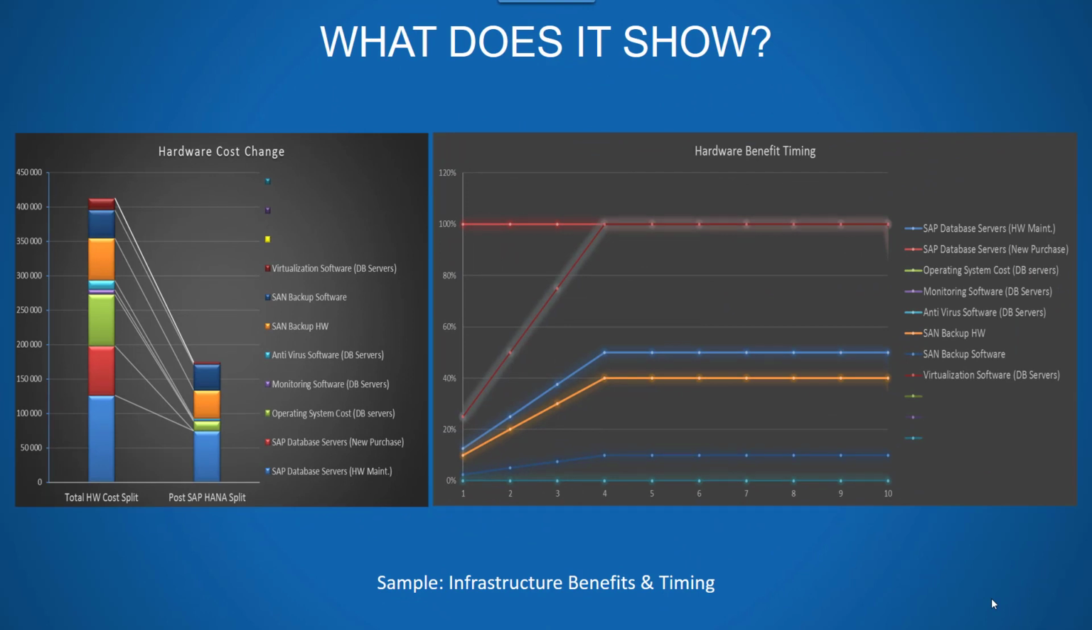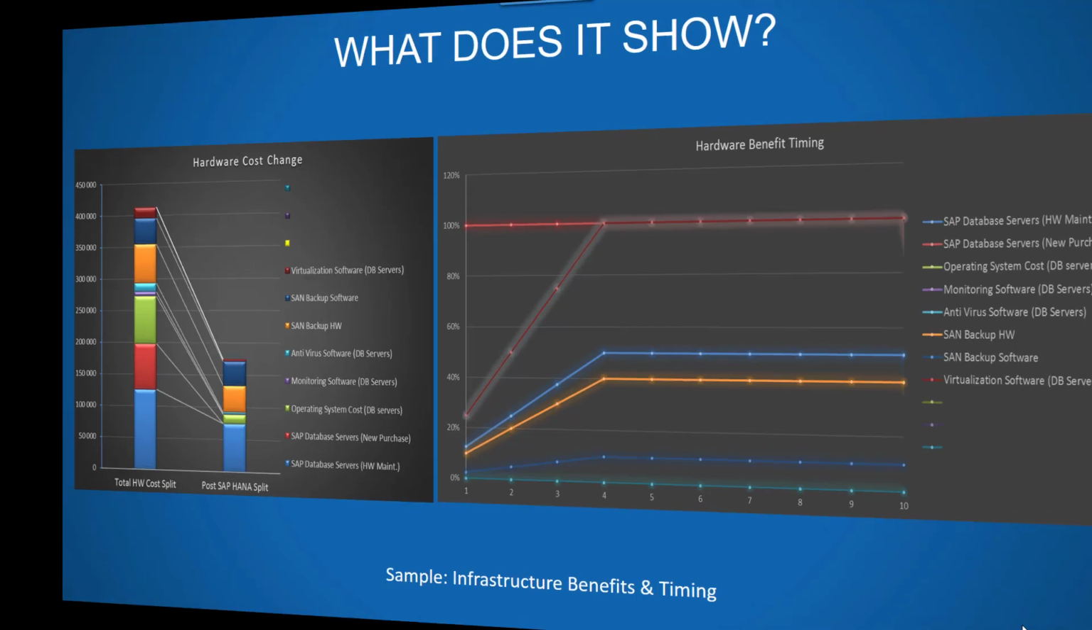And then lastly, we look at the impact of hardware change from going from potentially a Unix-based database server to a HANA appliance. What would be the effect in operating systems, antivirus software, monitoring software? What would be the effect on your backup software with a much reduced data footprint? So a whole lot of factors get considered in this area.